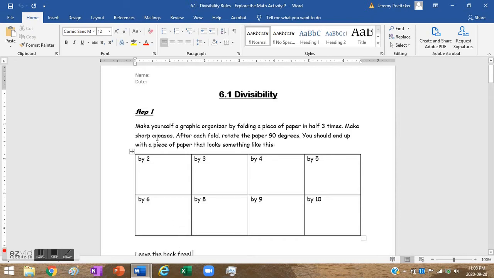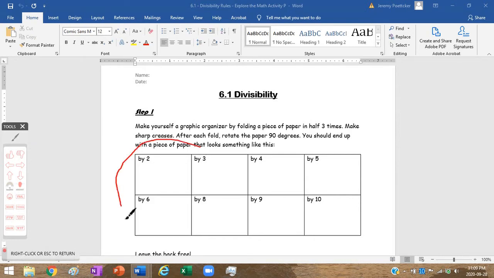To start with though, you're going to make yourself a graphic organizer by folding a piece of paper in half 3 times. The first time you're going to fold it in half hamburger way, and then you'll rotate it 90 degrees, fold it again, rotate it another 90 degrees, and fold it again. When you unfold it, it should look something like you see on here. A piece of paper divided into 8 sections.